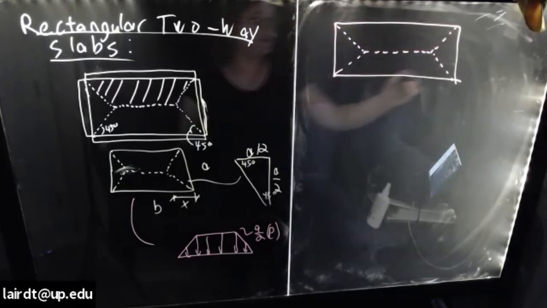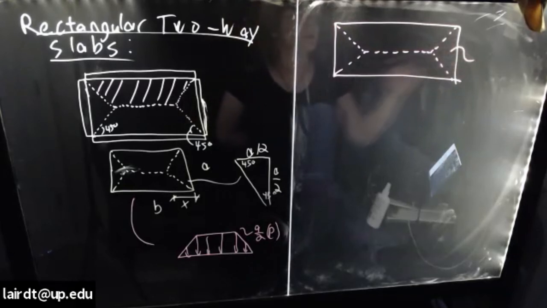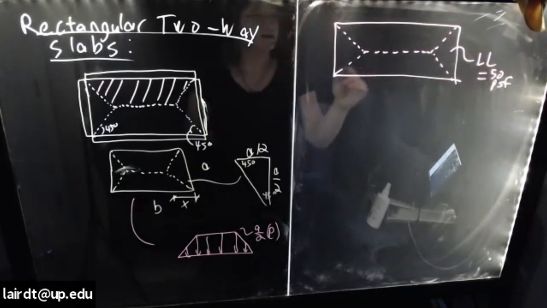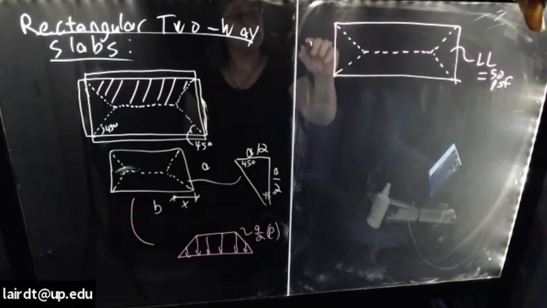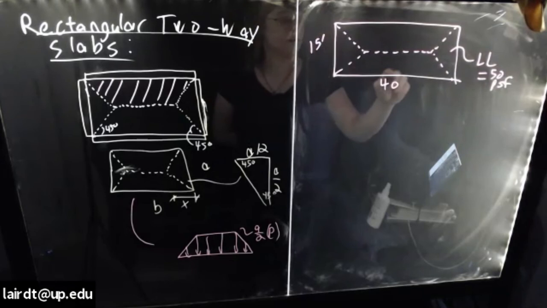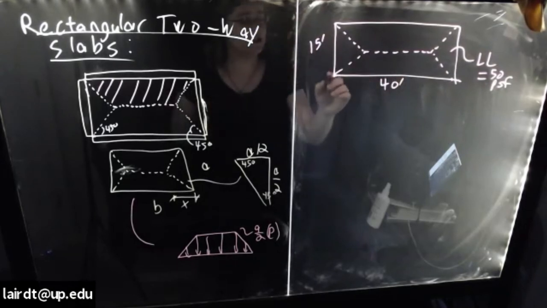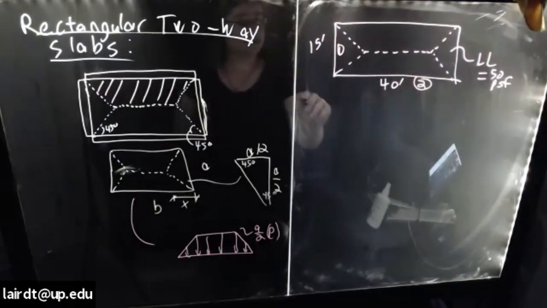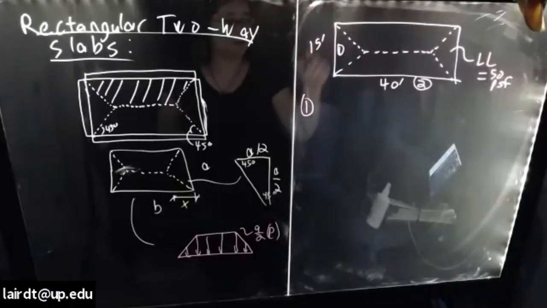And to make it interesting, let's say that instead of using the slab dead weight, there's a live load of 50 pounds per square foot. And I want to find, let's say this is 15 feet by 40 feet. If I want to get the load diagram, let's label these 1 and 2. Let's get the load diagram of 1, the vertical beam.